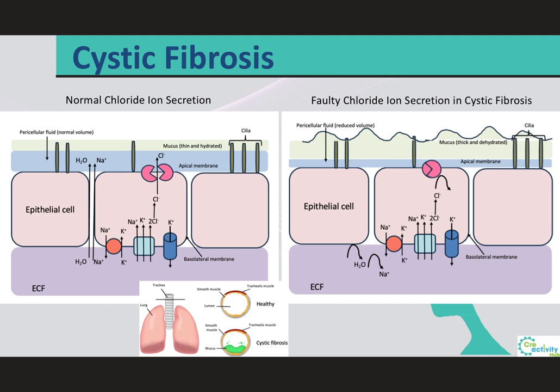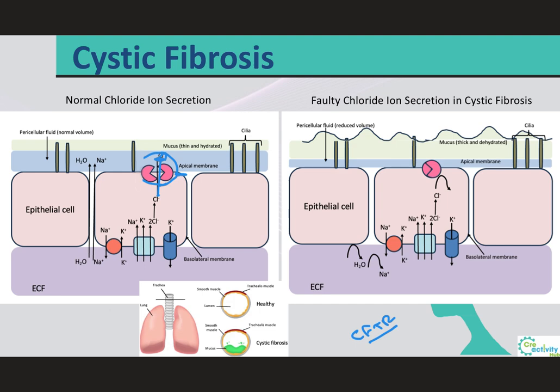The cause of cystic fibrosis is actually a genetic mutation that affects a chloride ion channel called the cystic fibrosis transmembrane conductance regulator, or CFTR for short, which will permit the movement of chloride ions across the plasma membrane of any epithelial cell.